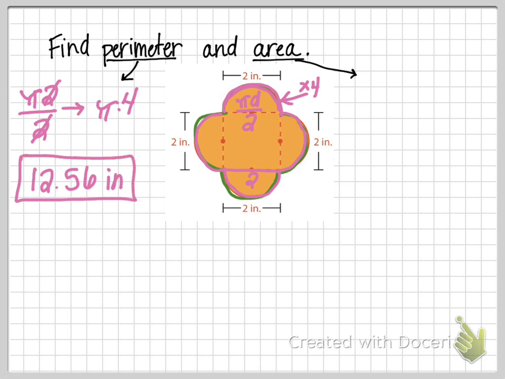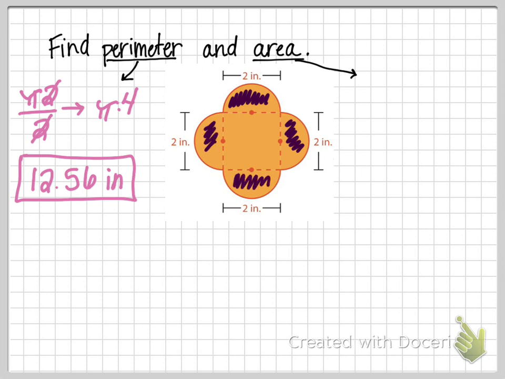Then let's look at the area. Okay, the area is no longer just going around the outside. Now we have to figure out how much space this whole thing is taking up. So again, we've got 1, 2, 3, 4 semicircles. So 4 of the semicircles, that's a semicircle, plus 1 square. And if we add all those up, that'll give us the total area that this shape takes up.